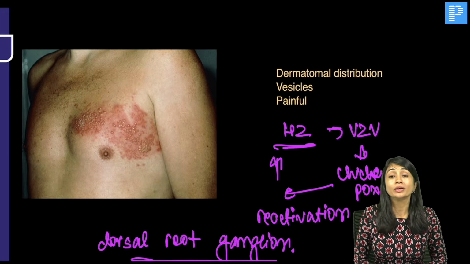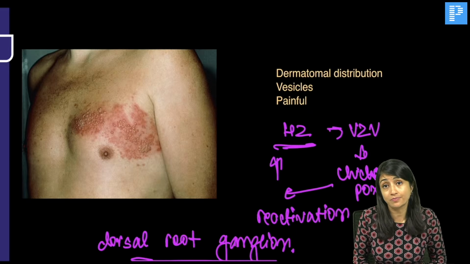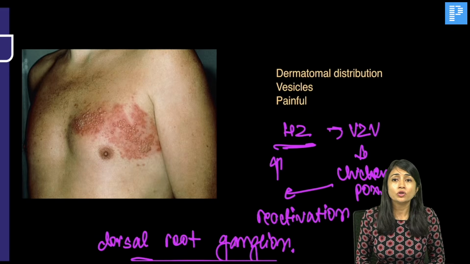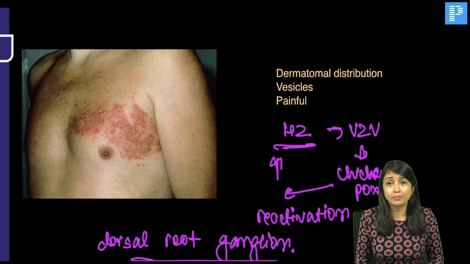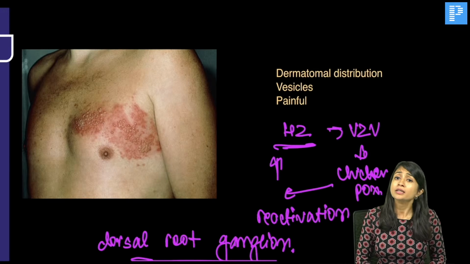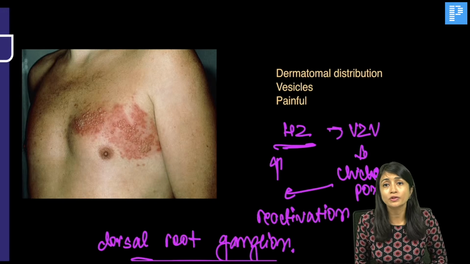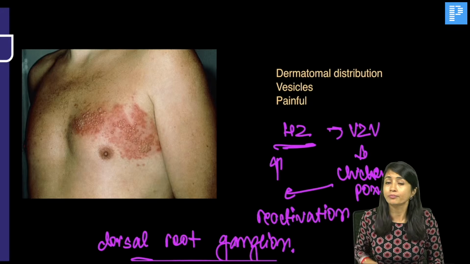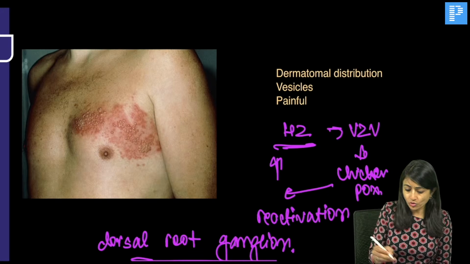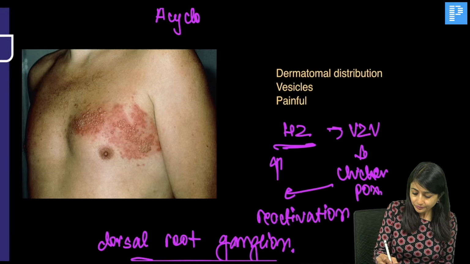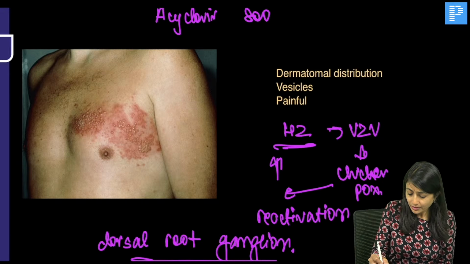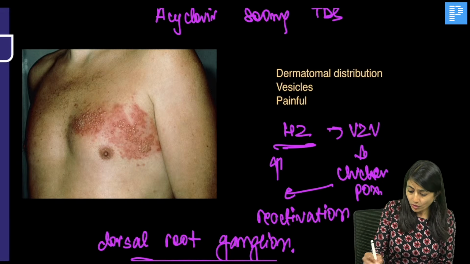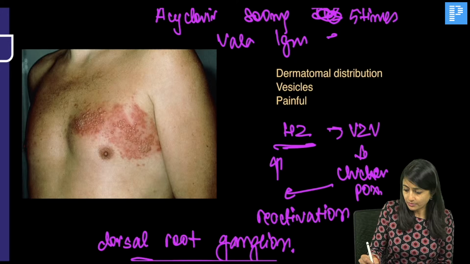It's acyclovir 800 milligram 5 times a day. So, you need very high dose of antivirals, and since the compliance is a little difficult with this, these days we are using valacyclovir, which is given as 1 gram 3 times a day. Okay, so acyclovir 800 milligram 5 times a day, or you can give valacyclovir 1 gram 3 times a day, right. So, this is very important.